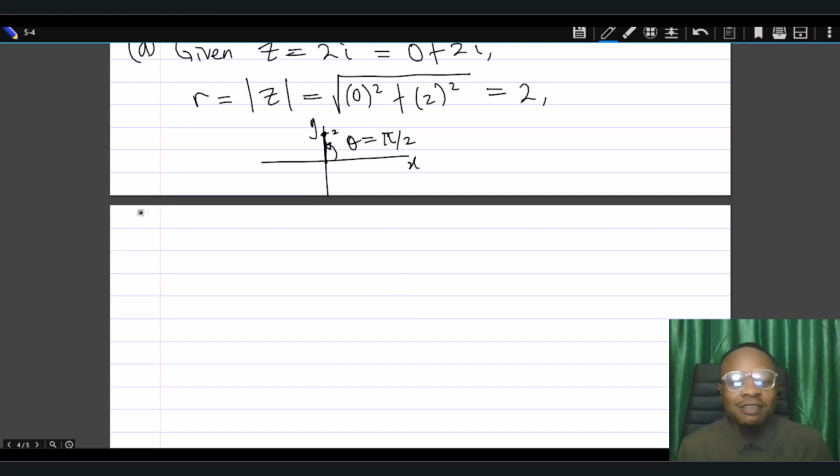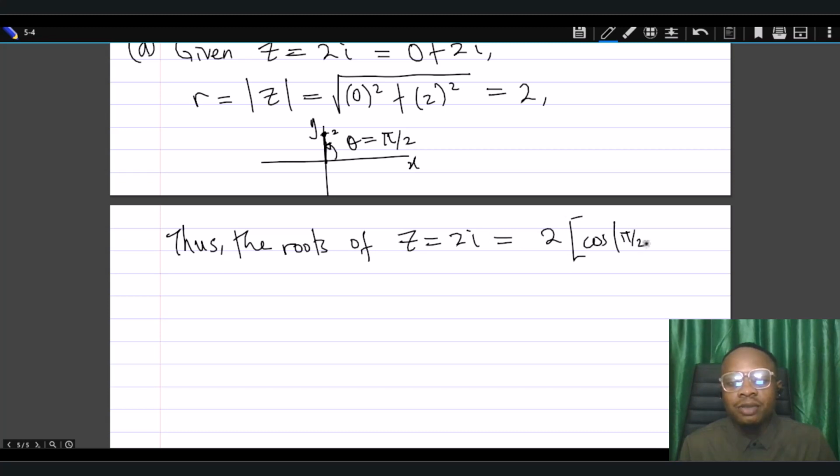We can now obtain the roots of z equals 2i. So we now say, thus, the root of z equals 2i, which we now know to be 2 into cosine of pi over 2 plus i multiplying the sine of pi over 2, if you put it in polar form. That is the result. That's the complex number we're given in polar form.